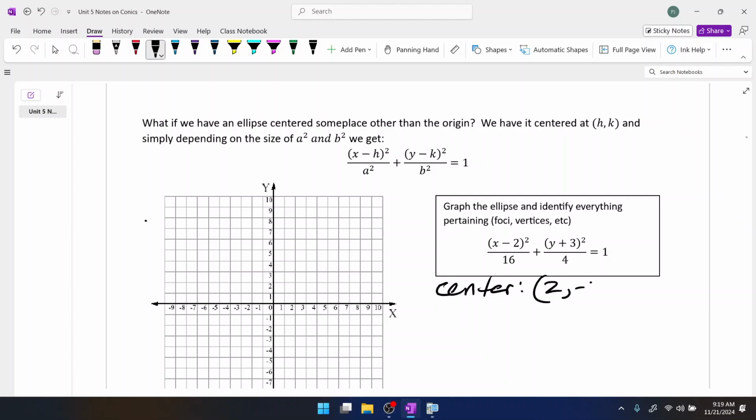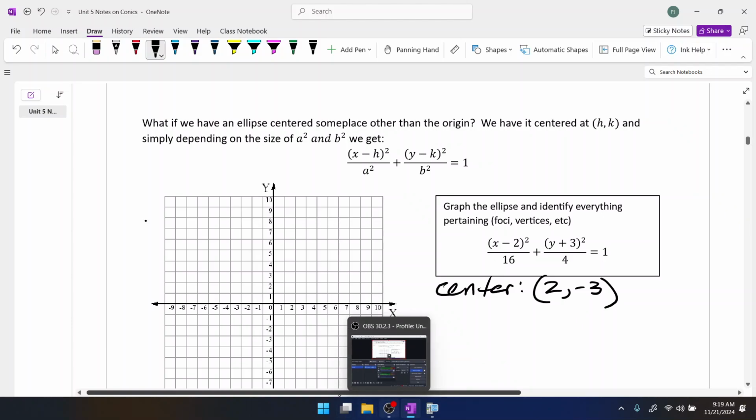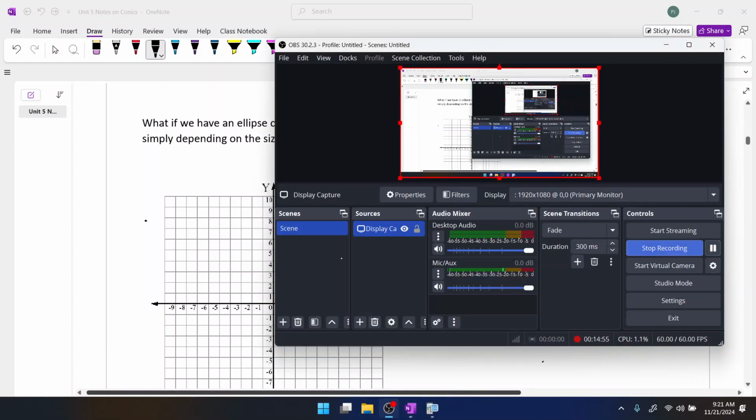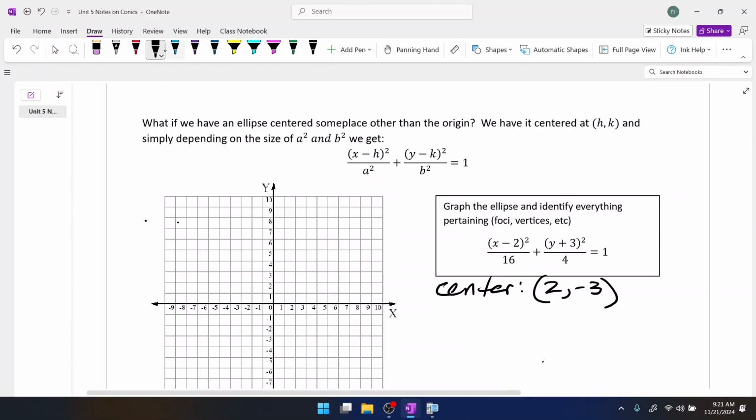To negative 3. So you'll figure out the major axis, the minor axis, and the location of the foci. All right, so our center is going to be located at 2, negative 3. This is obviously a horizontal major axis. And since, what's our A value going to be? And how about the B value?